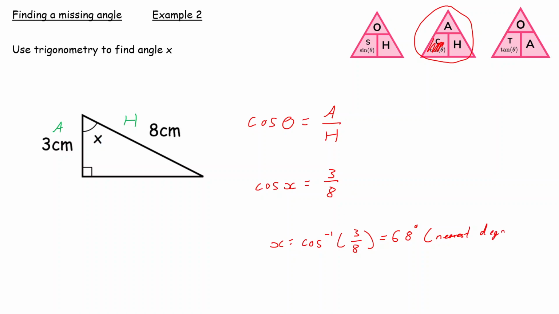Okay, if you didn't get that, your calculator might be in the wrong mode. It might be in something called radians mode or even gradians mode. So try and reset your calculator if you did not get that answer. If you type in cos inverse 3 over 8 and you get something different, your calculator is in the wrong mode, so you've got to try and reset it somehow. But that's your answer, 68 degrees on example 2.